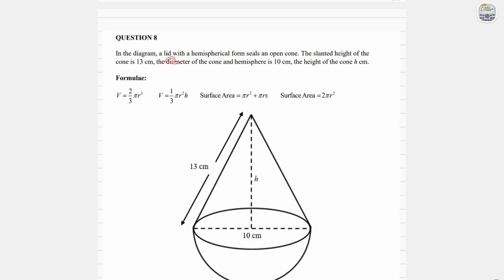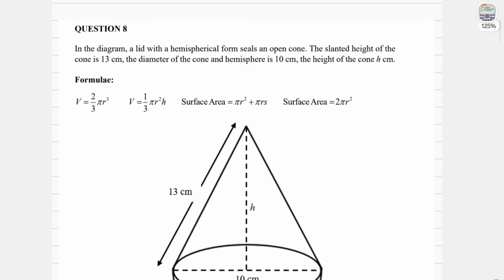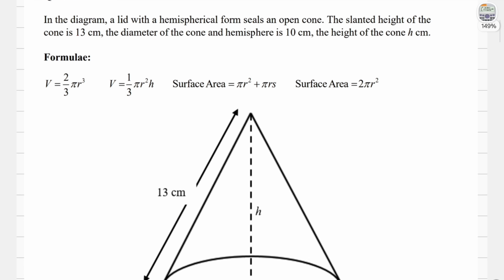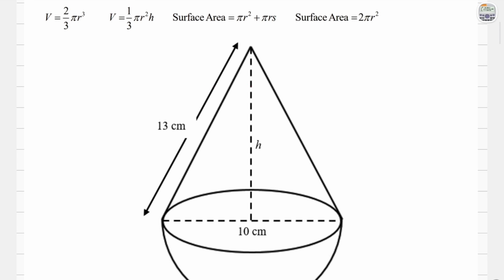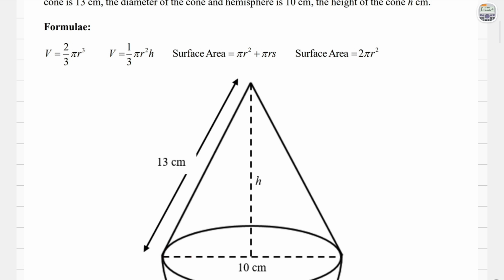Question 8 says, in the diagram, a lid with a hemispherical form seals an open cone. So this is the lid that we have, okay? It's in the shape of a hemisphere. The slanted height of the cone is 13 centimeters. The diameter of the cone and the hemisphere is 10 centimeters, okay? So they have the same diameter. The height of the cone is h centimeters. And then they give us some formulas here. Let's just assign them to their respective shapes. It's better to just do that now so that that is out of the way.